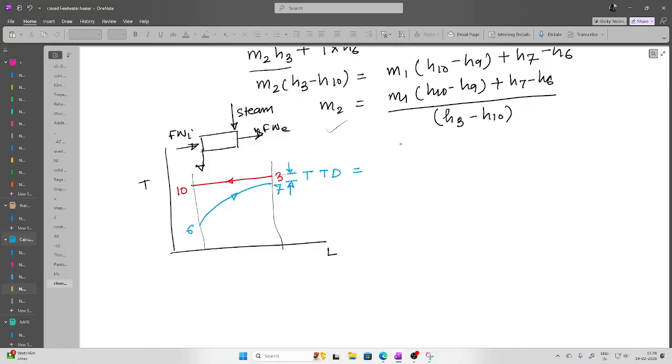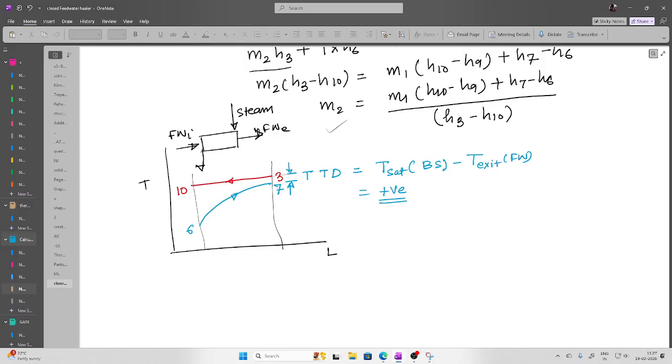How do we define it? It is basically the saturation temperature of bleeded steam minus the exit temperature of feed water. So in this case it will be H3 minus H7. So you can see that it is positive, and it has to be, isn't it? Now, will it always be positive?